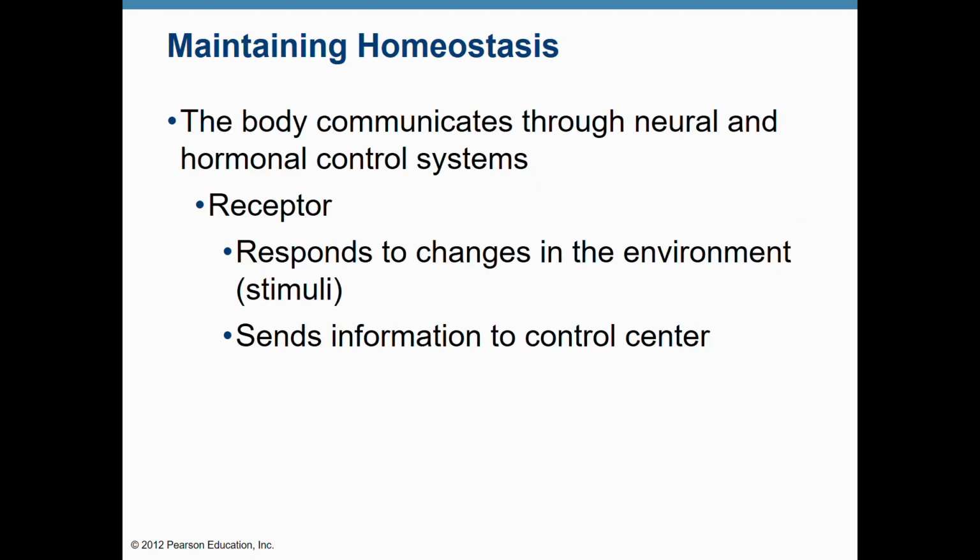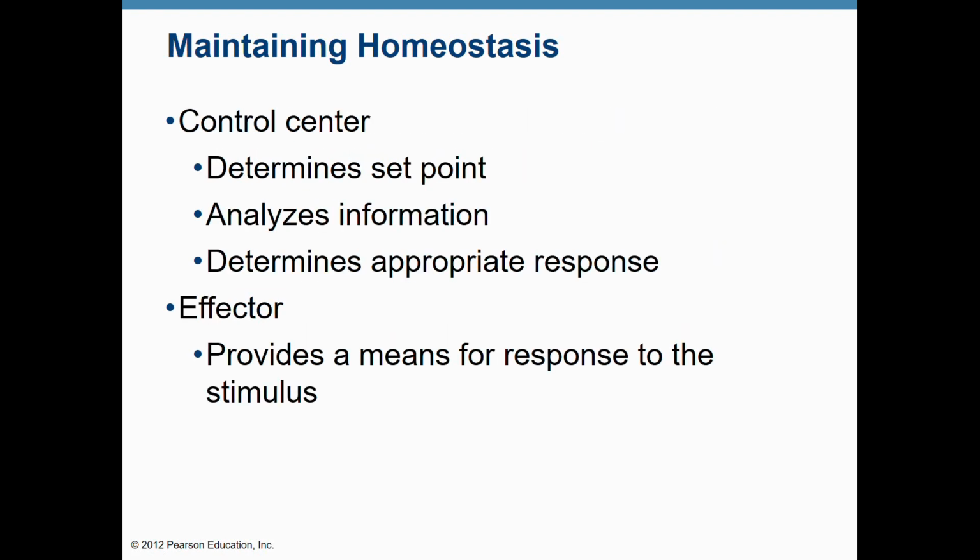So, in maintaining homeostasis, the body communicates through neural and hormonal control system. So, first you have the receptor. So, it responds to the changes, which is the stimuli, and sends information to the control center, which is our brain. So, the control center now will determine the set point, analyzes the information, and determines appropriate response. Then the effector provides a means for response to the stimulus.